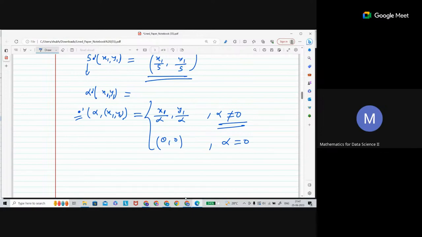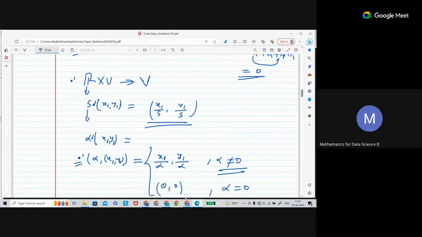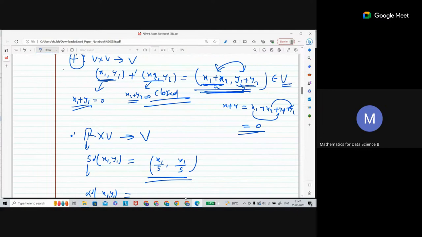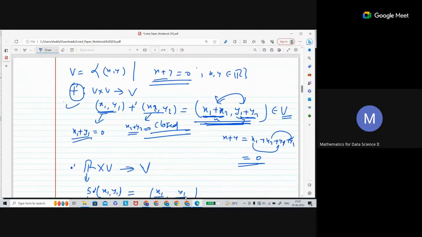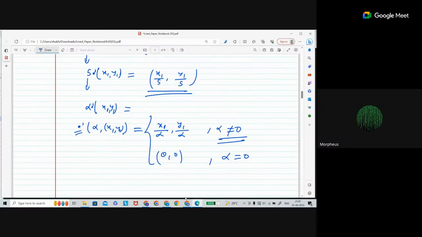Sir, will the x plus y equals 0 rule apply for this one also? Yes, whenever the question asks, assume that addition is given, and now I am defining multiplication like this. Now tell me, is this operation well defined, I mean, is V closed under this operation?